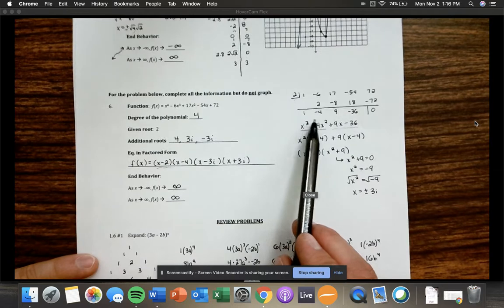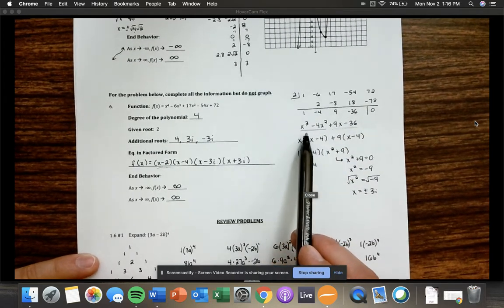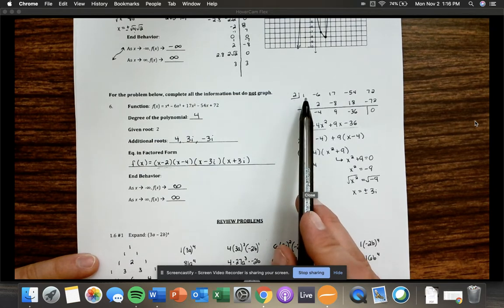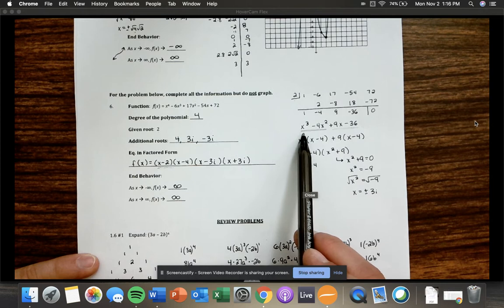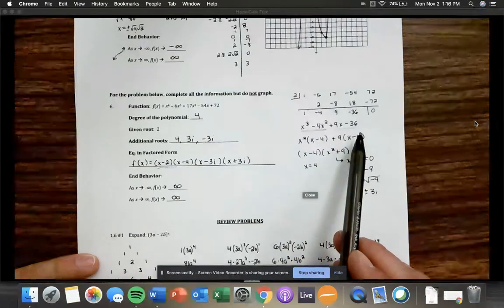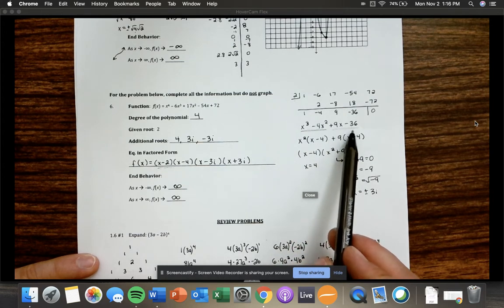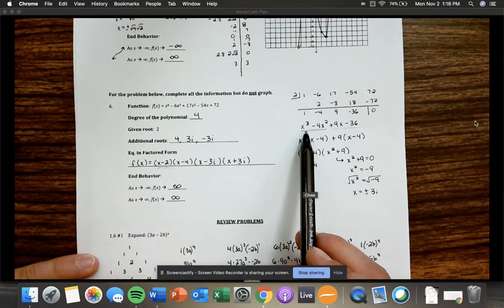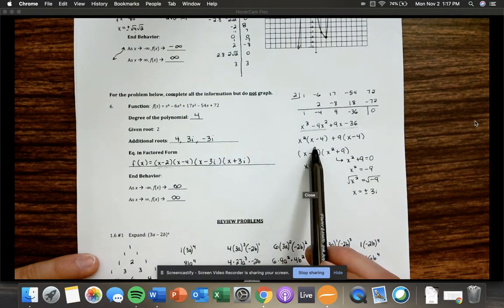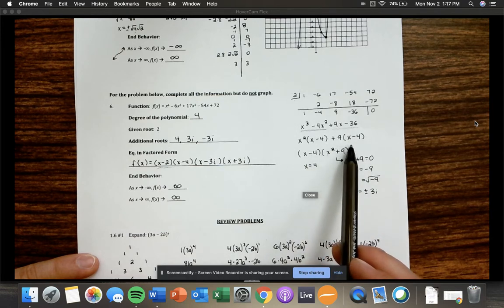So my answer here turns into the coefficients of the rest of the equation. This was x to the 4th, so now it's 1x cubed minus 4x squared plus 9x minus 36. When I write this out, I can see I can factor by grouping. This x cubed minus 4x squared, I can pull out an x squared, and I get x minus 4. And then here I can pull out a 9, and I get x minus 4.